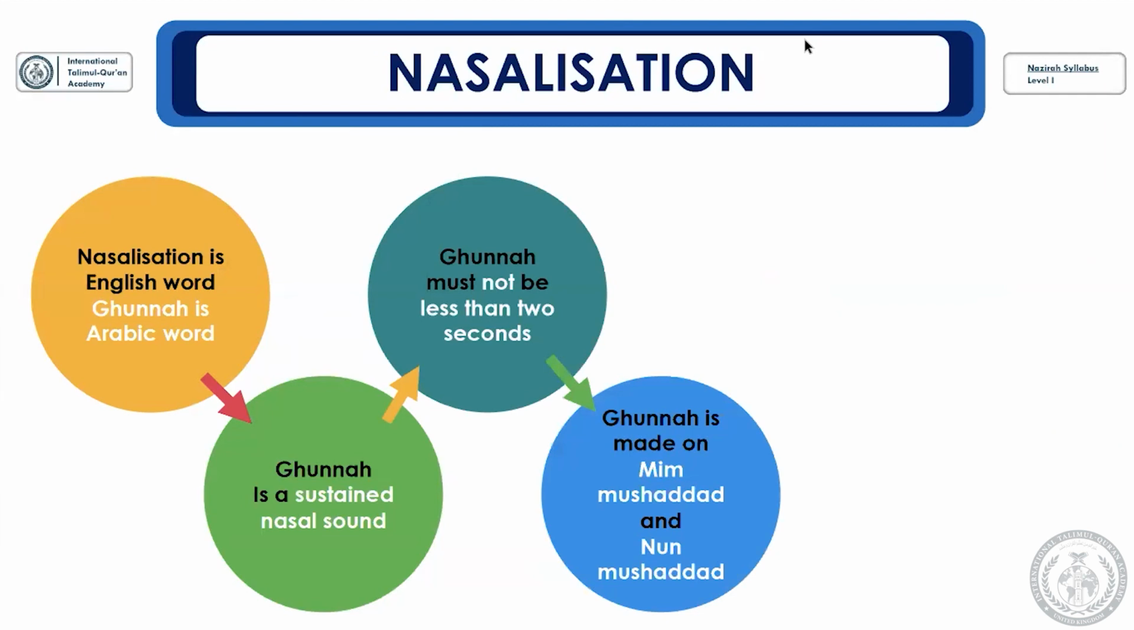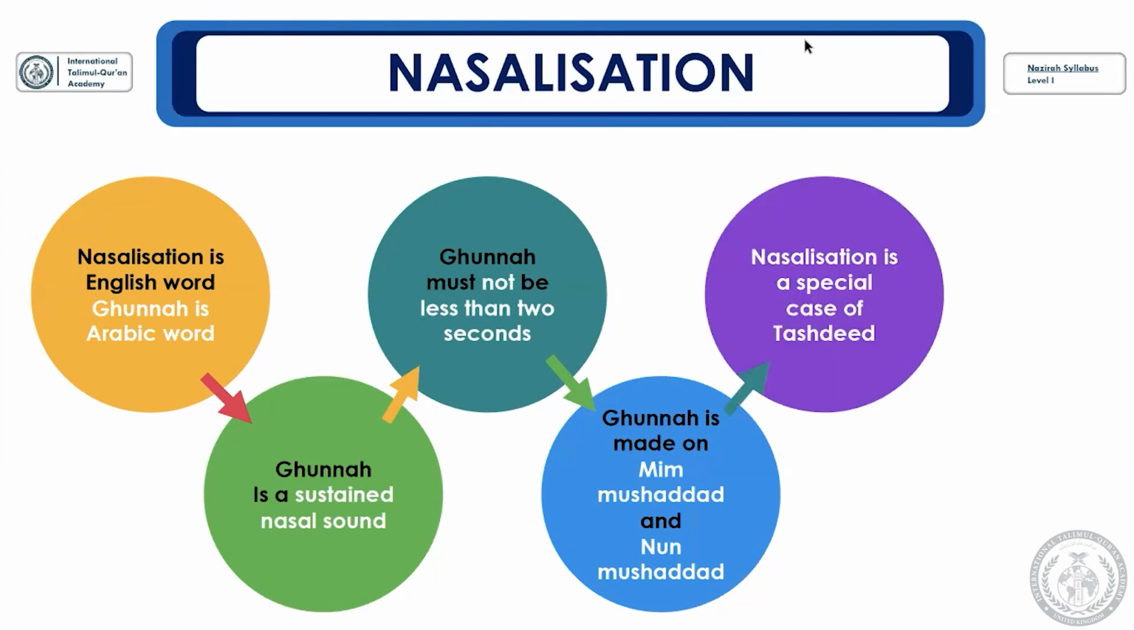Ghunnah is made on Mim mushaddad and Noon mushaddad. So wherever you see a shadda on a Mim or a shadda on a Noon, then those are the two instances where we have to make the Ghunnah sound. Mim mushaddad and Noon mushaddad.